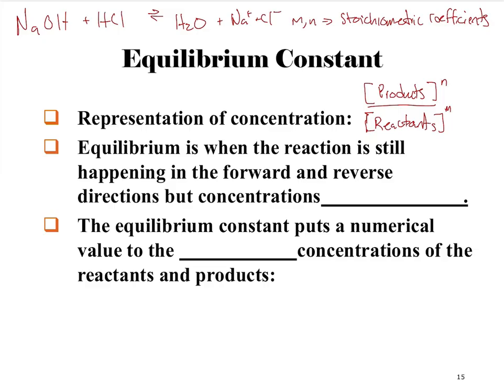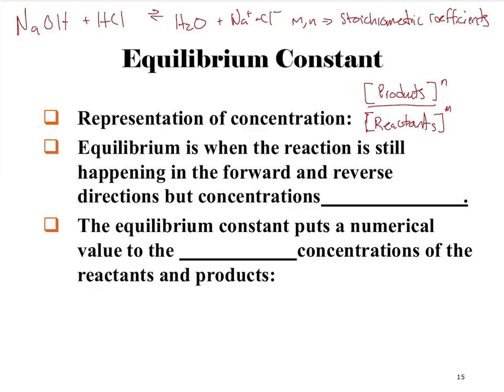So for example, if I had 2 products and 1 reactant, then I would have 2/1. That gives me a ratio of 2. That's the equilibrium constant for that reaction. But what if I added 6 products and 3 reactants? I have more of each of them, but the ratio of them is still equal to 2. That's going to be the new equilibrium concentrations, but the ratio itself has to stay the same.